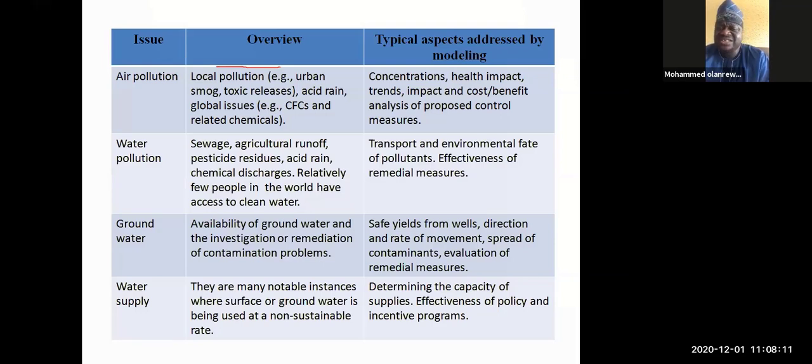Water pollution is almost everywhere also: sewage, agricultural runoff, pesticide residues, acid rain, chemical discharges. Relatively few people in the world have access to clean water. In fact, I really sympathize with people in Ogoni land now. You see the sea pollution there. Any borehole they try to dig, before you know it, they discover that it's oil they are taking in, and we know the health implications.